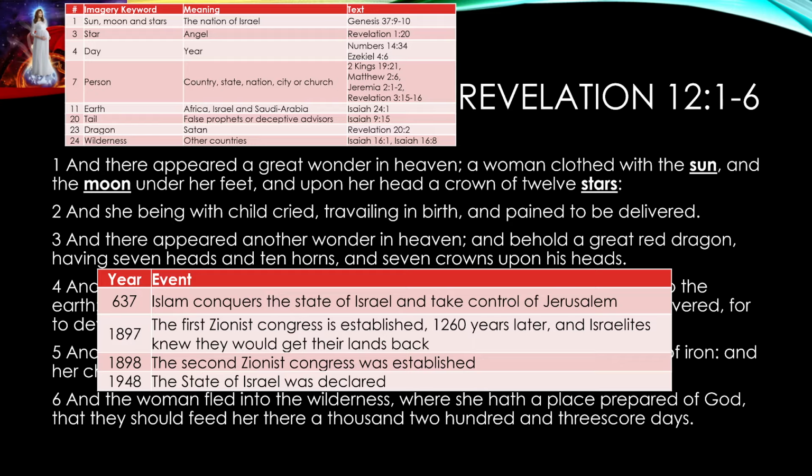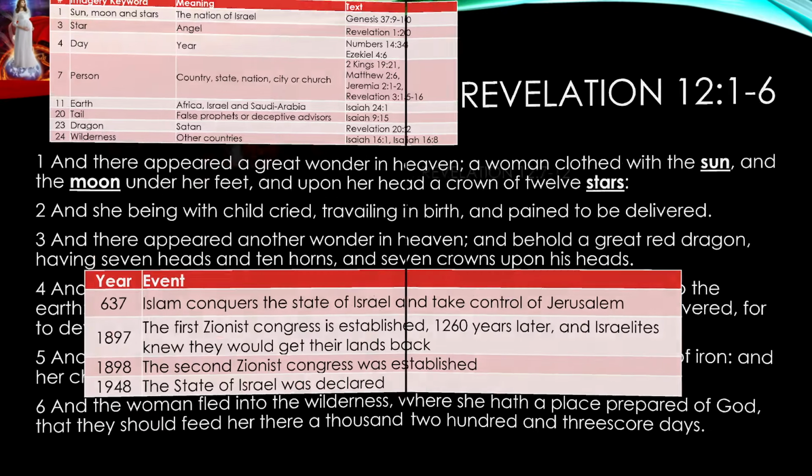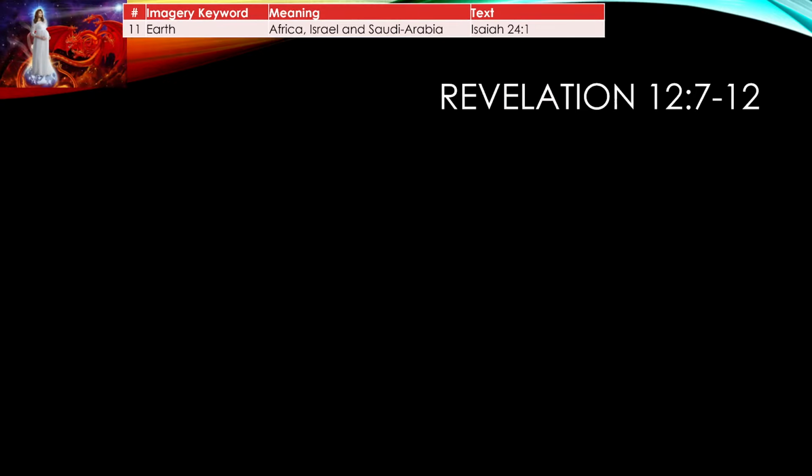From all of this, we know that it is true that the nation of Israel were scattered in the wilderness for a total of 1,260 years, before they were able to return to their home country. The imagery keyword for this slide is Earth, which symbolizes Africa, Israel and Saudi Arabia. We will now read from Revelation chapter 12, from verse 7 to verse 12.